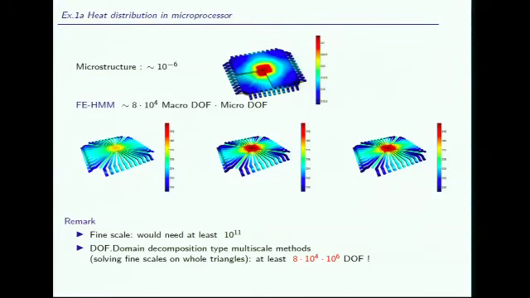So here I show again what I'm just talking about. That's the chip now with a realistic microstructure. Here, fine-scale solutions are impossible. Okay. We need 10 to the 11 degrees of freedom, and here we have the simulation with various microscopic degrees of freedom. Okay.